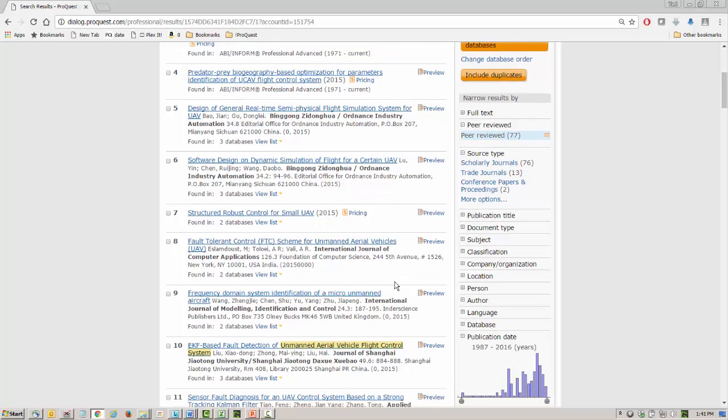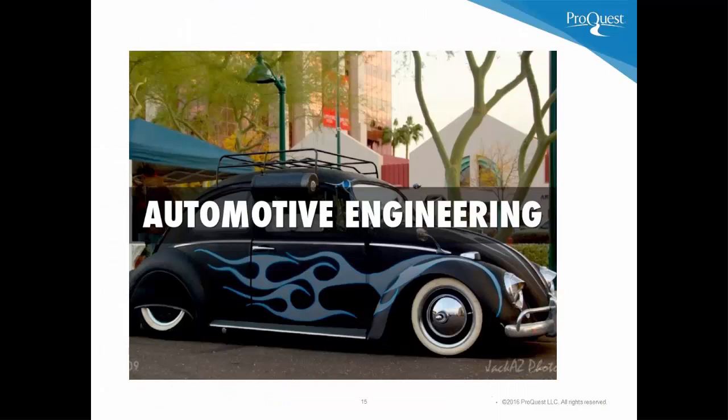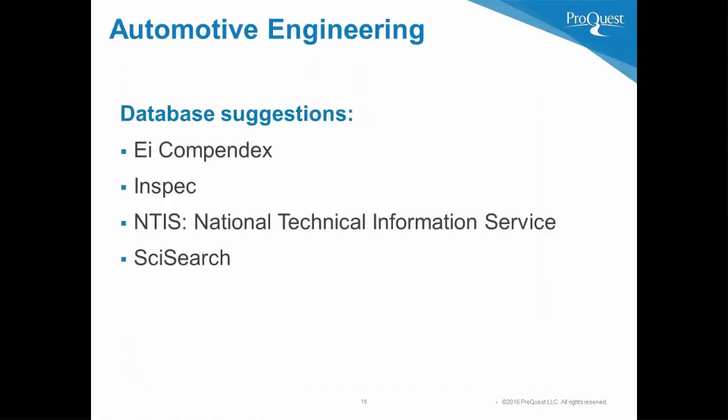All right. So we used the Thesaurus as our primary tool for building vocabulary in this one. Let's take a look at another type of search. So let's do a search in Automotive Engineering. We have here some suggestions for databases, but I'm going to do my search in the automotive industry group.